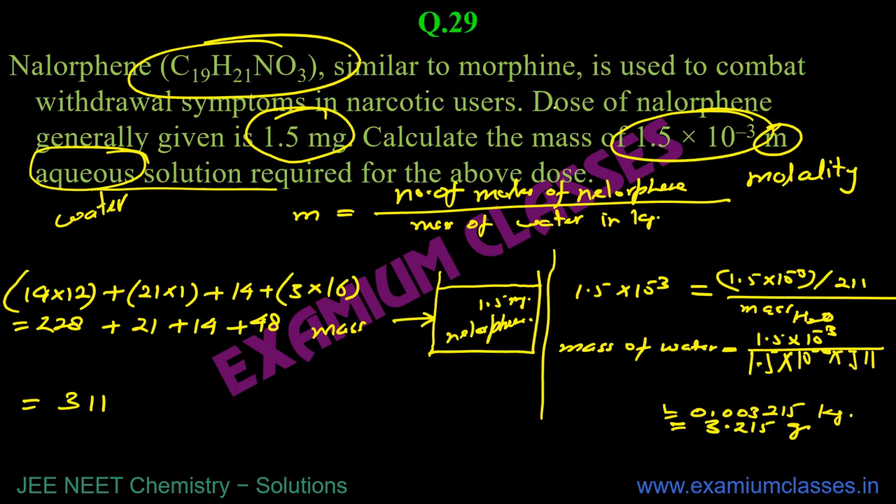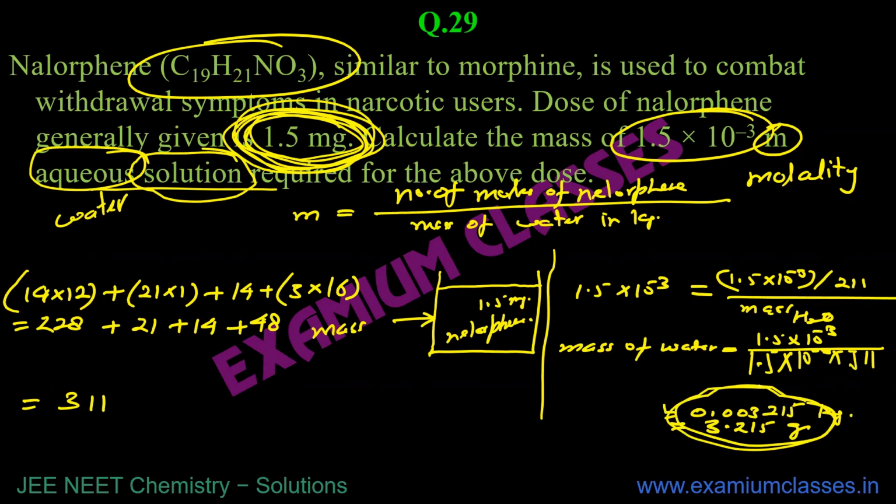This is not the answer because the question is about calculating the mass of this aqueous solution, and solution means you are considering the water as well as the solute. So you will add how much nalorphine is there in it. So this much 1.5 milligram nalorphine is also there in this water. That's what the question is. You need to get the mass of solution which has 1.5 milligrams of nalorphine. So you calculated this much water. If this much water is there, then nalorphine is 1.5 milligrams.